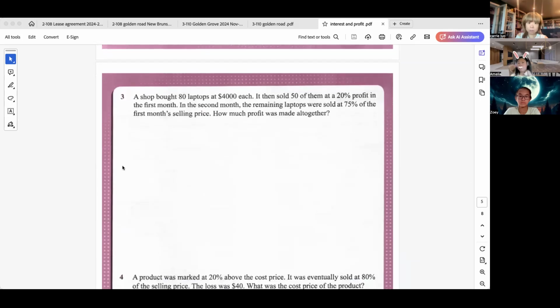A shop buys 80 laptops at 4,000 each, then sells 50 of them at 20% profit in the first month. The second month, the remaining laptops were sold at 75% of the first month's selling price. How much profit was made altogether?